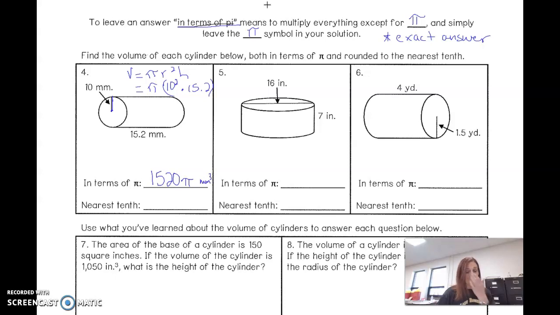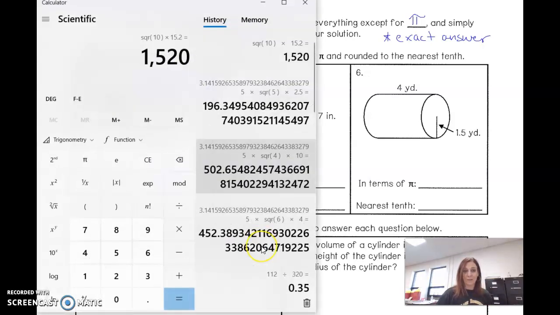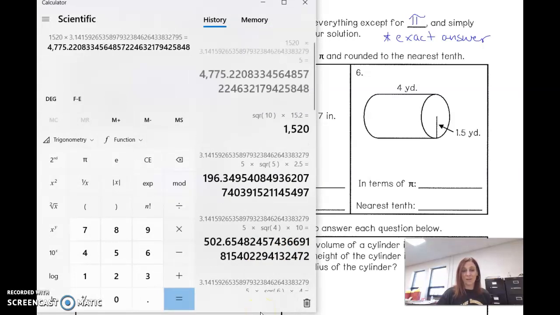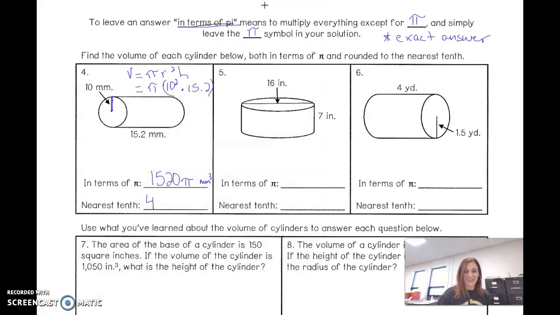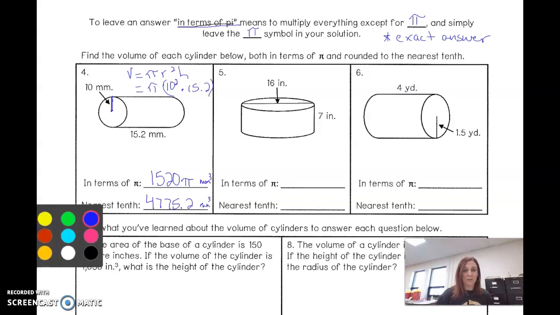Now, when you round it, then we take this number here and then we just multiply it by pi. So times pi. There it is. There's going to be our irrational number. So if we round to the nearest tenth, it's 4,775 point, well, here's the tenth spot. I look at the 2 behind it, stays at 2. 4,775.2. And again, cubic millimeters. Okay, so that's really all these are asking for here is we just want the exact answer. Okay, so we'll do these real quick.